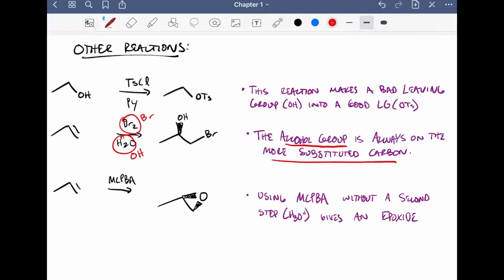So that's an important one as well. This MCPBA you're going to use in the alcohol chapter a lot. You really don't know what an epoxide is yet. But if you don't use a secondary step in H3O plus, you end up with that epoxide. But say we did add MCPBA with H3O plus, that would give you your two oxygens as well. Okay.